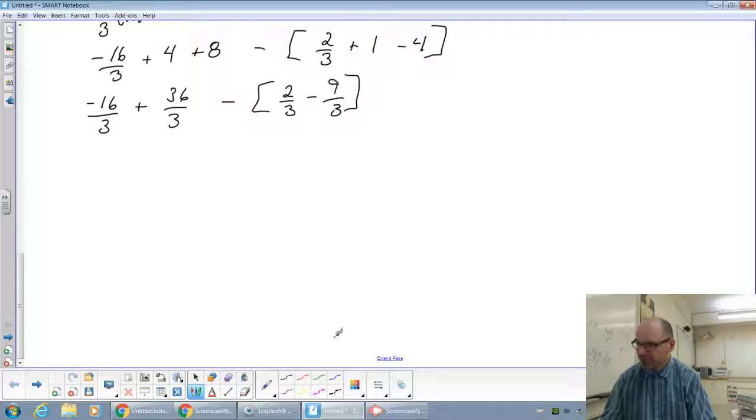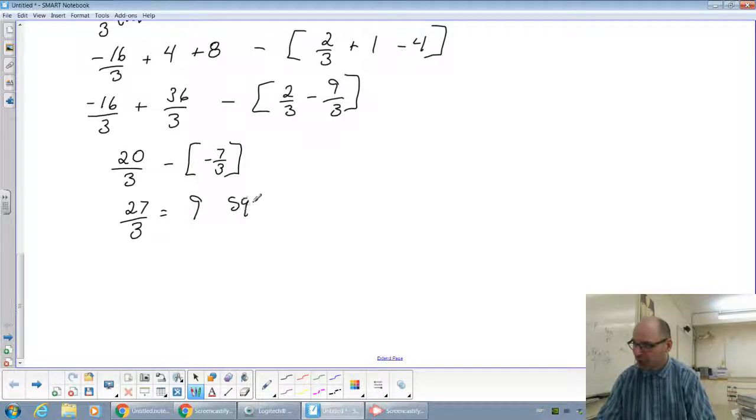Okay, keeping on. This is 20 over 3 minus negative 7 over 3. So this is going to give us a positive there. So this is 27 over 3, which equals 9. So our answer is 9 square units.